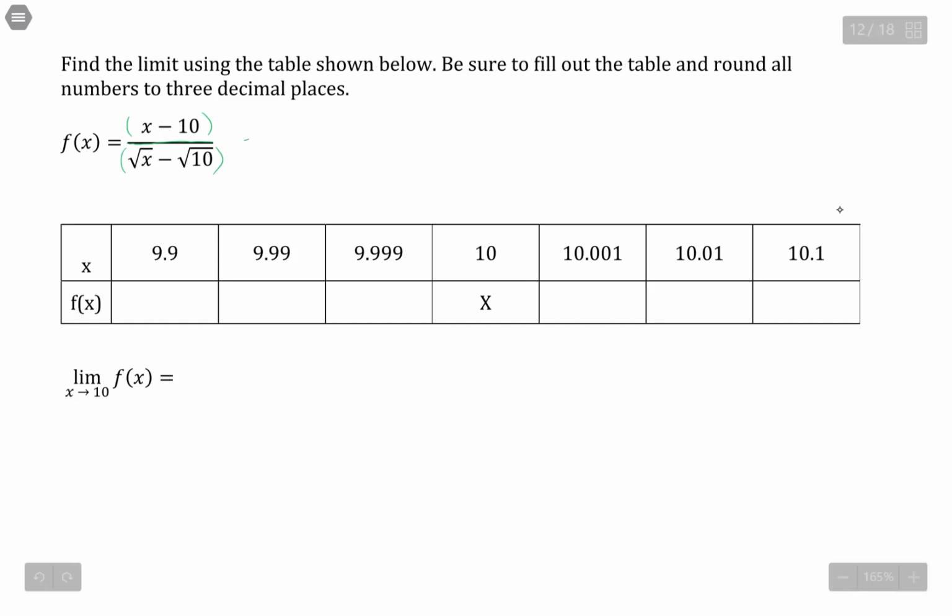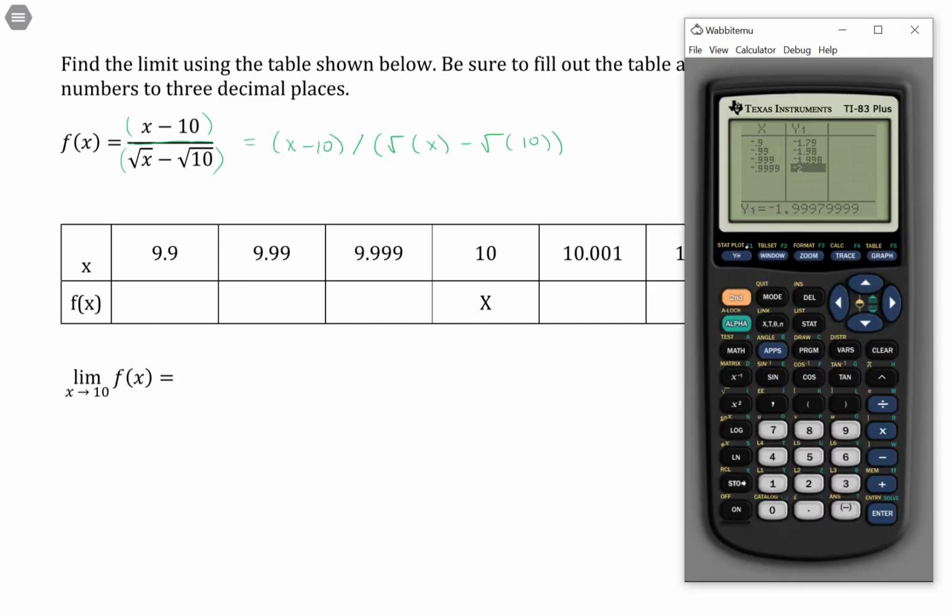So when we type this into the calculator, it's going to look like x minus 10 in parentheses divided by, and then you have a square root usually with an open parentheses, then x, and then another square root with an open parentheses, and then a 10. Then you have closed parentheses twice over here because one closes the square root, the other one closes the denominator. That's what it will look like when we put it into the calculator. So let's try it out.